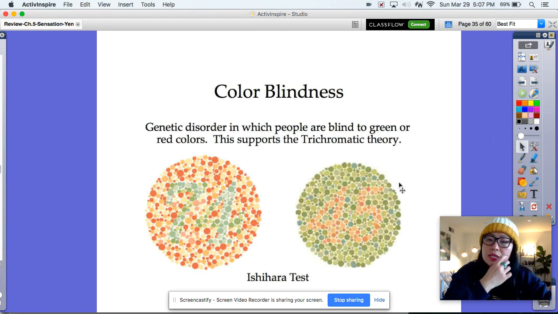And then if you are missing any of the color receptors, then you're not going to be able to read some of the numbers in here. Oh, and quick review, color blindness is more common in men than in females.